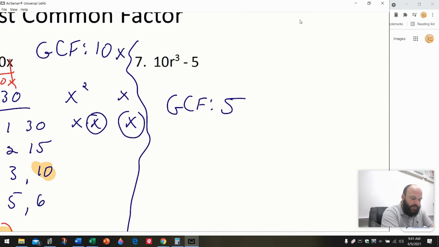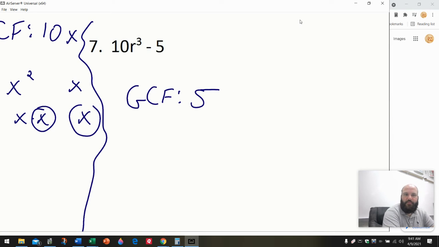So we're going to do the same thing for the next one. You can see right here we have 10r to the third minus 5. And in a previous video, we found that the GCF was 5. So now what we will do is begin by writing the GCF down, followed by a set of parentheses. Now we're going to take our original expression and divide every term by the GCF. In this case, just 5.